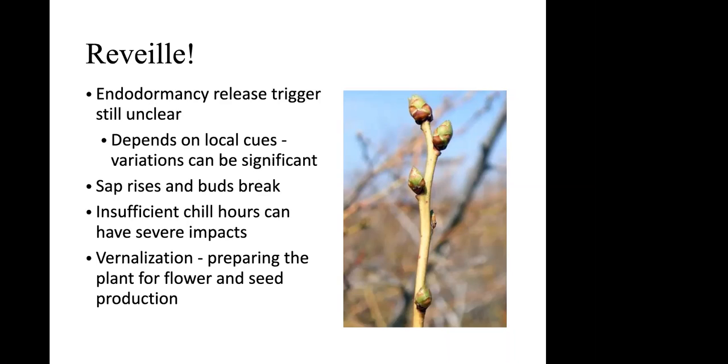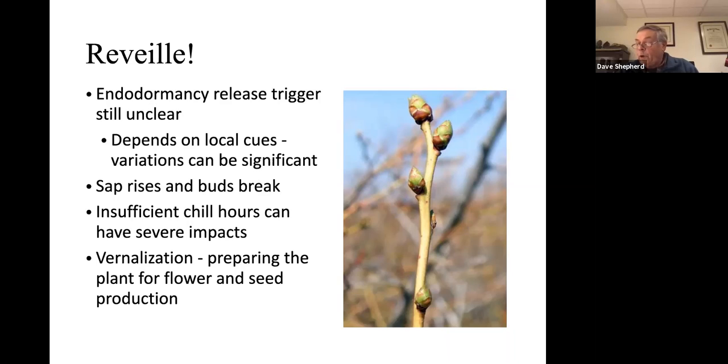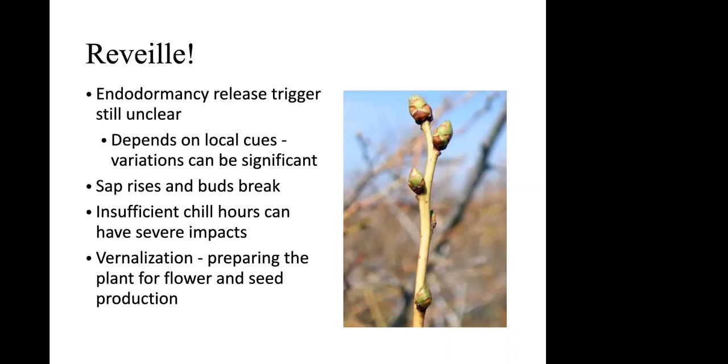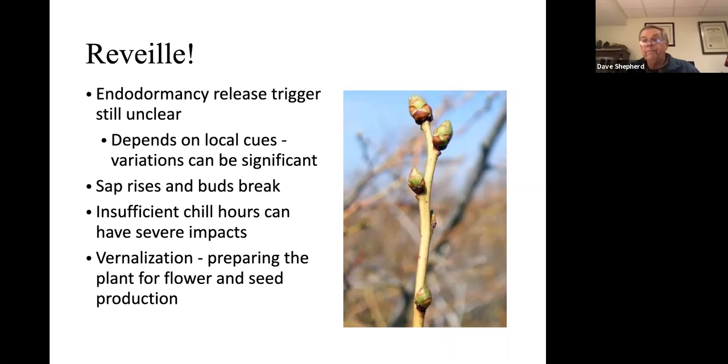Okay, now it's unclear really as to precisely what runs out the clock and allows a tree to re-enter ecodormancy during that deacclimation period in early spring. We know it's tied to hormonal signals, but what genetic processes regulate them really isn't that well understood.